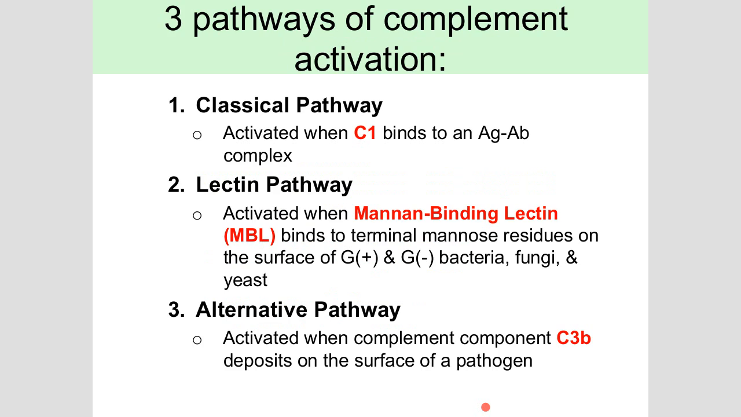We divide the complement activation pathways into three: classical, lectin, and alternative pathway. And they are all different to begin with, and they merge on a common theme. So this is important: if I ask you what is the difference between these three complement pathways, the difference is in terms of how they are activated. That's the major thing over here.